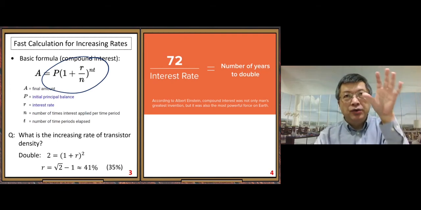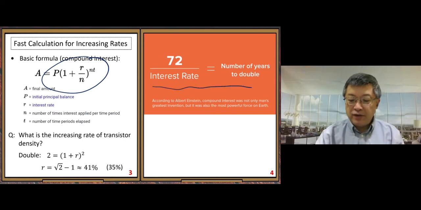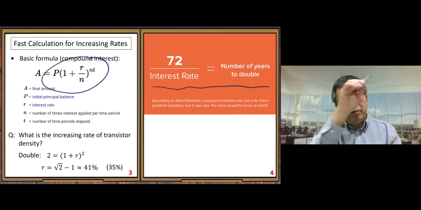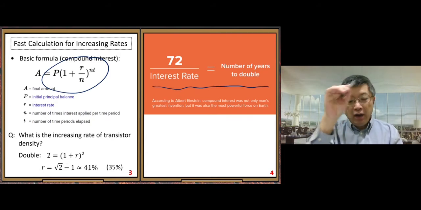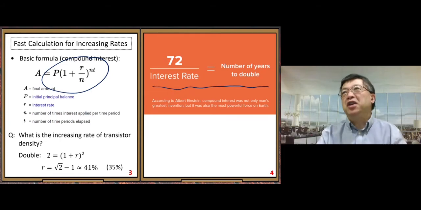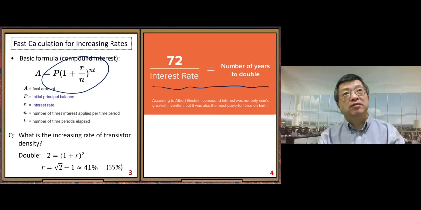Yeah. So then someone discovered this rule of 72. What is the rule of 72? This one. Okay? Rule of 72: 72 over the interest rate R, the percentage number, approximately equals the number of years. How easy it is. Okay? So you can do the mental calculation easily, right?